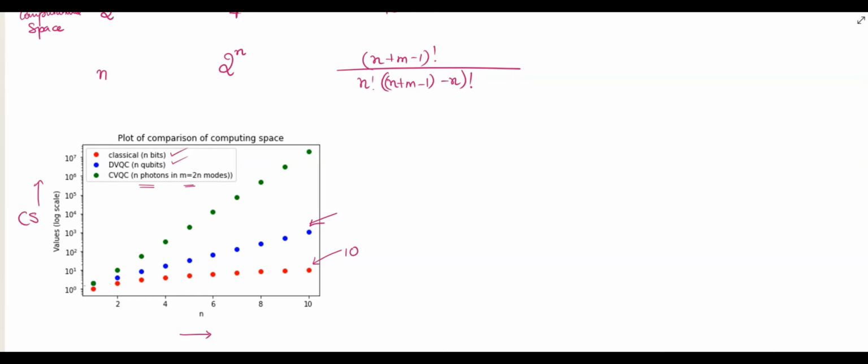That will be 10. If I have 10 qubits, then I can represent 2 raised to 10 possible states simultaneously. And if I have 10 photons in m equal to 20 modes, then I can represent 2 into 10 raised to 7 possible states simultaneously. So we say that the computational space available to us scales up drastically if we use the continuous variable quantum computing paradigm. So this is one of the advantages of it.